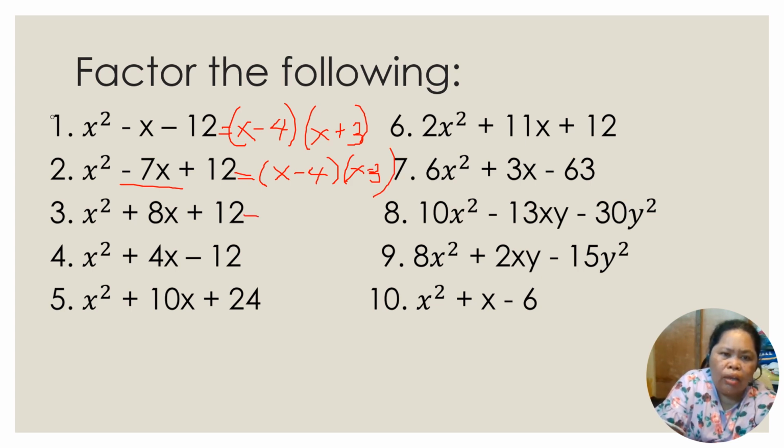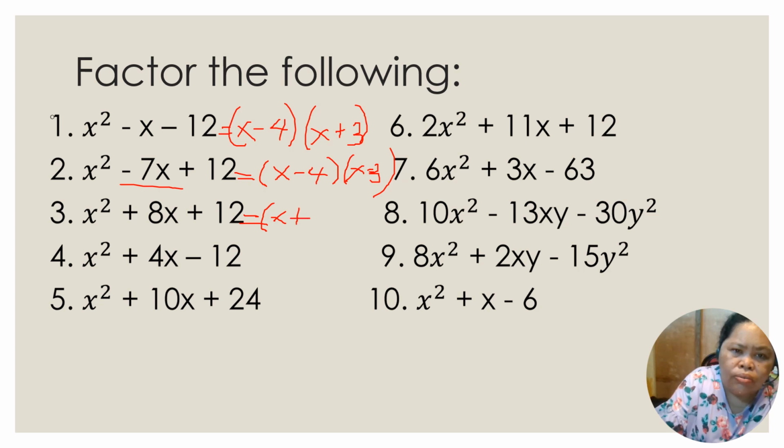Now, next we have 8x. If you can see, we have 8 and 2, all of them positive. So x plus 2 and x plus 6. 2 plus 6 is 8, and 2 times 6 is 12. That's correct.